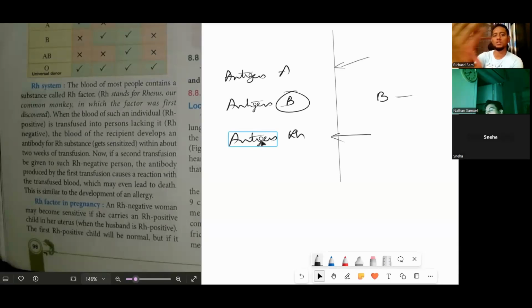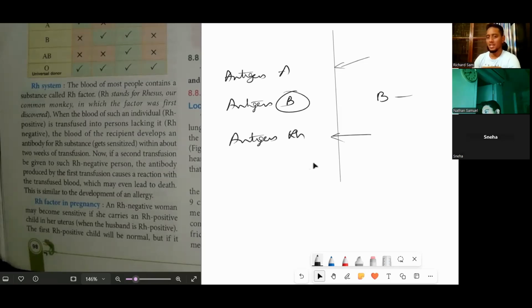Now suppose your blood group is some positive. If your blood is donated, your blood has the Rh antigen, and the recipient has antibodies that will fight against that Rh. So the recipient's blood gets sensitized. It's called sensitized. It means the body will create those antibodies to fight that Rh substance within about 2 weeks of transfusion. So antibodies are not there in the beginning. Antibodies are produced if that blood is taken in.